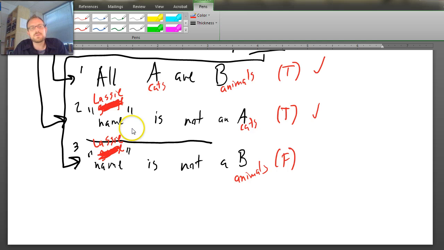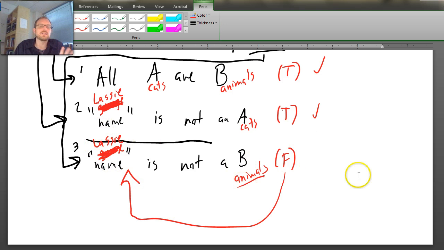All cats are animals. Lassie is not a cat. Therefore, Lassie is not an animal, right? Now, I know that this is false, but that's because I know who Lassie is. You can see if I use the name of George, that's suddenly a problem, right? So this example here, by using Lassie, does prove invalidity.